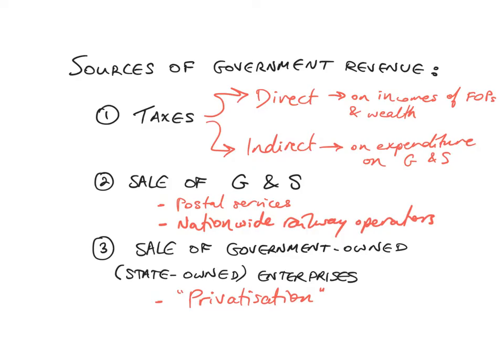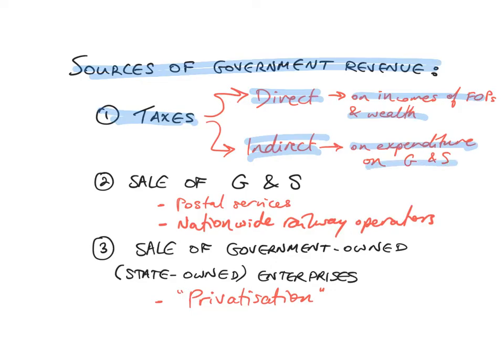In order to understand the government budget, we have to talk about the sources of government revenue and the types of government expenditure. So, what are the sources of government revenue? Where does the government get its revenue? Well, the first is taxes. Taxes can be direct, which are taxes on the incomes of the factors of production and wealth, or indirect taxes, which are taxes on expenditure on goods and services.